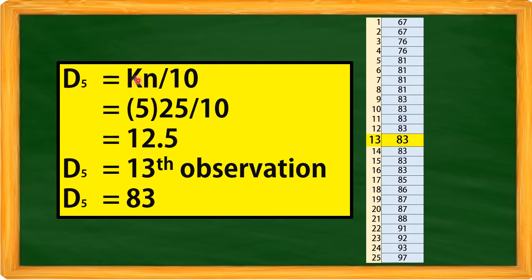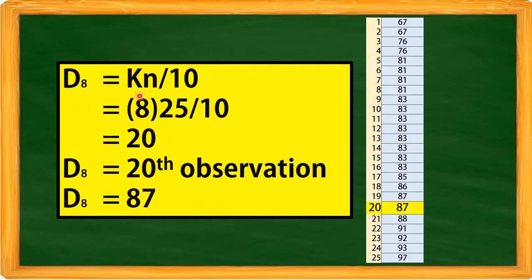Decile 5 is equal to Kn divide 10, 5 times 25 divide 10, 12.5, round off, magiging 13 po. So, decile 5 is equal to the 13th observation. Tingnan natin dito sa scores, ang pang 13th observation po is 83, therefore the decile 5 is equal to 83.